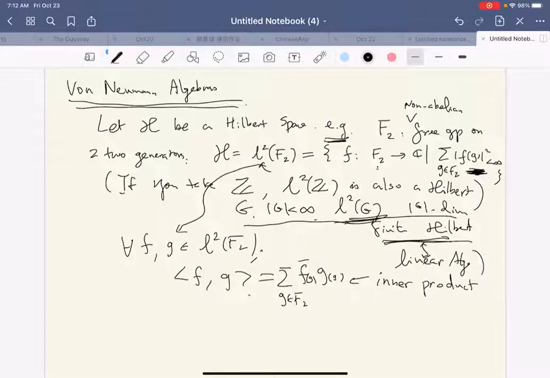For instance, F2 is a discrete group, a countable discrete group. So you can start with those elements, take larger and larger finite sets, and that will approximate the Hilbert space L2 of F2.